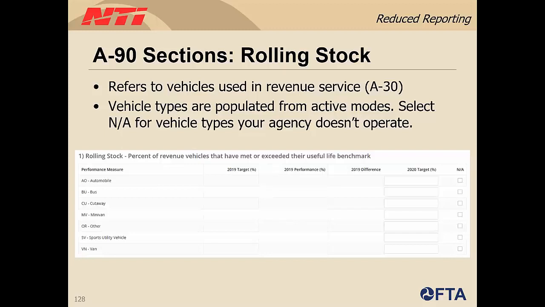In the first section of the A90, you will report the target percentage of revenue vehicles that will have met or exceeded their useful life benchmark by 2021. The list of vehicle types will populate based on your active modes. If any vehicle type does not apply to your agency, you can check the NA checkbox in the right-hand column, and that row will be grayed out.